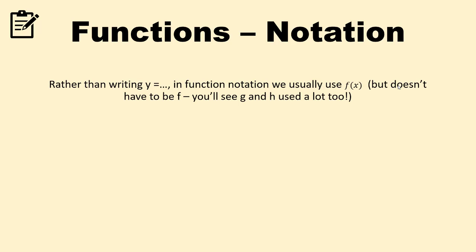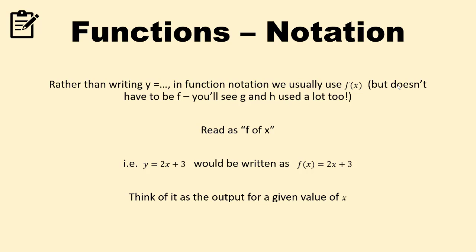Now the function notation. Rather than writing y equals, in function notation we usually use f of x, but it doesn't have to be f. You'll also see other letters, for example G, H, or any other letters you could possibly have in functions. Read as f of x. Some people say function of x, but f of x is much easier to say. For example, y equals 2x plus 3 would be written as f of x is equal to 2x plus 3. And that's an example of a function.